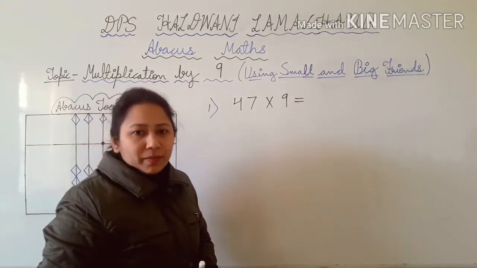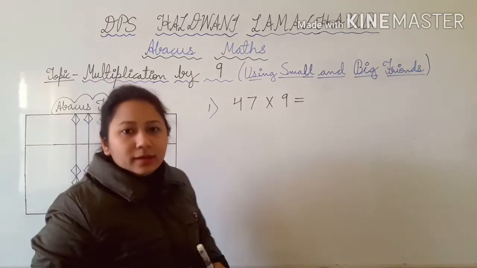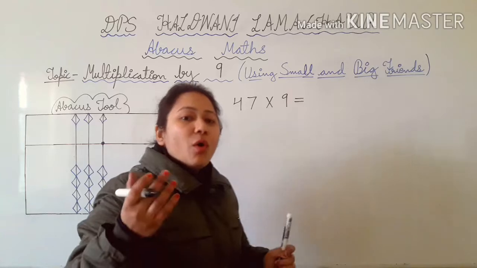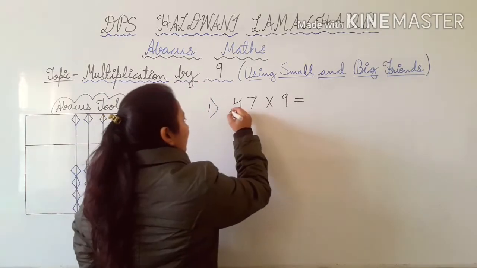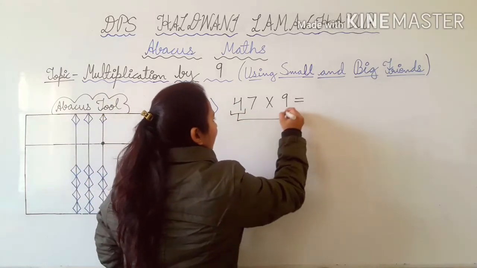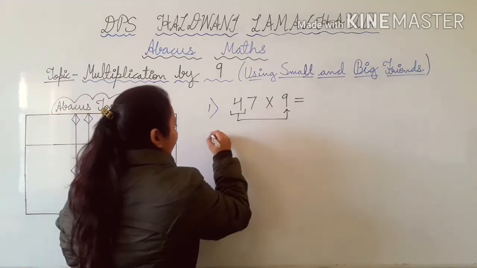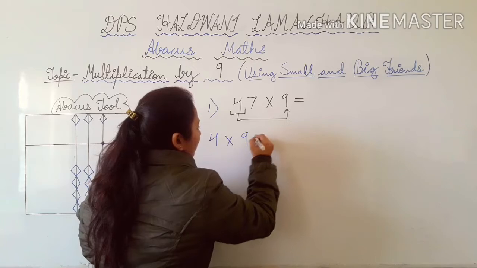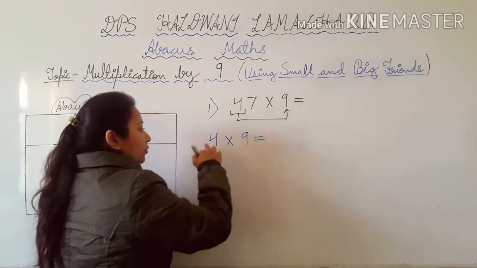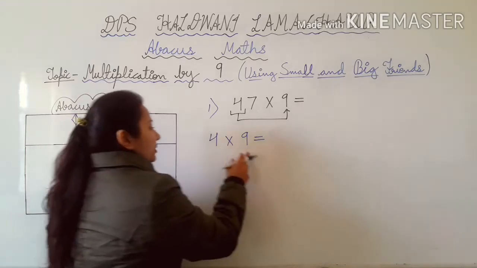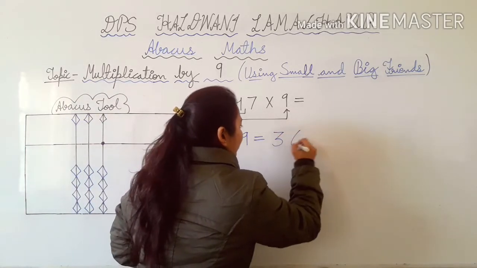As our topic is multiplication by 9, we are multiplying our number by 9. Now as you always do, first of all multiply the first digit with 9. Here I am writing 4 into 9. Now you can do 4 9s also or 9 4s also. So 9 4s are 36.